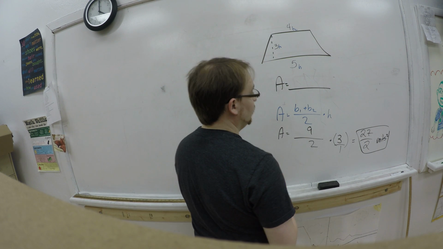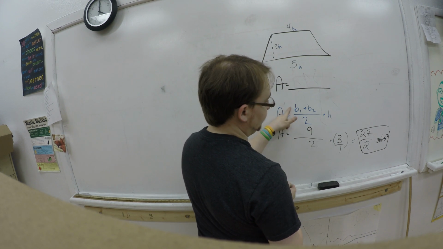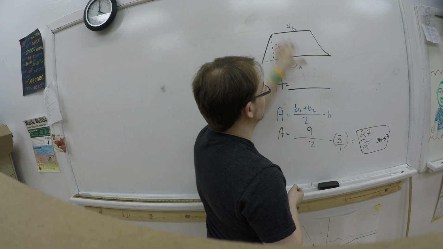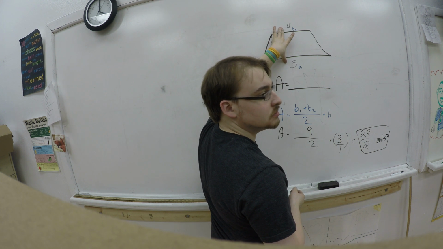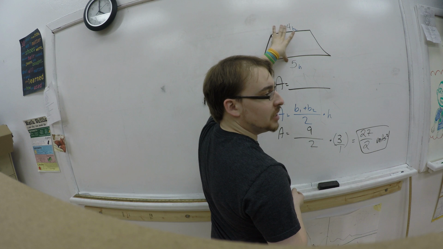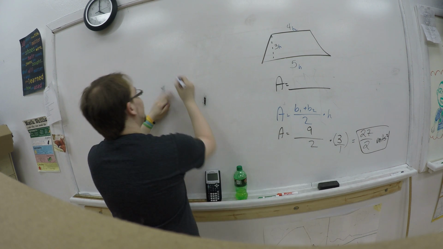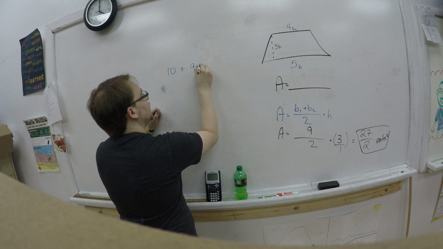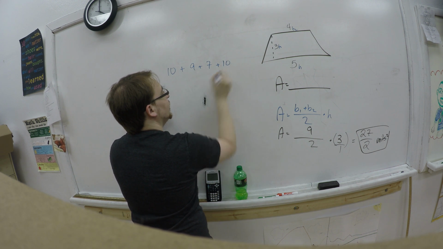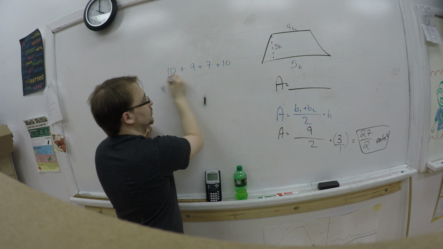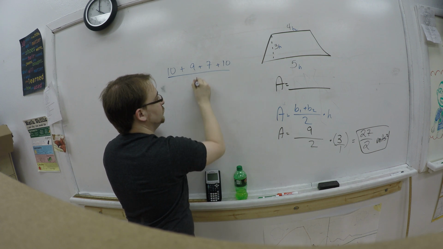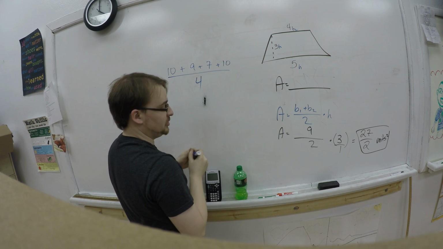This is the hardest formula. All it is, really, is the average of the bases times the height, right? You know how to find an average? Add all the things together, right? Let's say this is your grade, okay? You got a 10, a 9, a 7, a 10, right? And you want to find your average, right? Well, your average is divided by the number of things. You had 4 grades. Add it all up, divide it by the number.